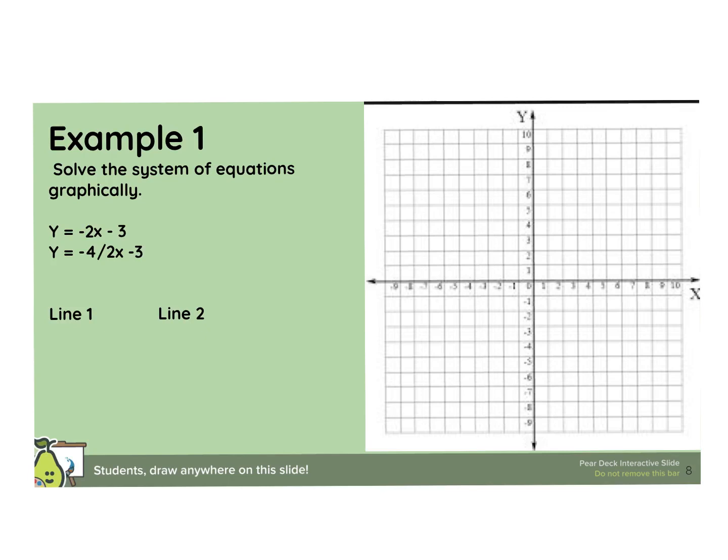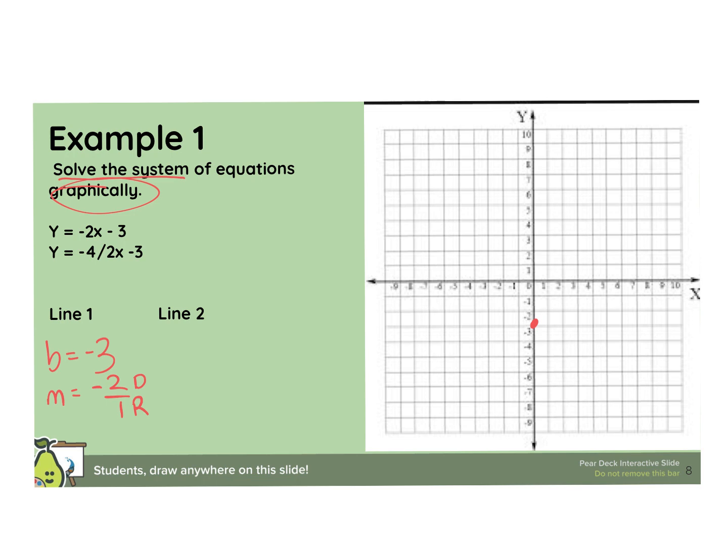So let's work through an example together. We're going to solve this by graphing. So from the first line, our y-intercept is -3. Let's put that on the graph. Our slope, we're going to write it as a fraction, is -2/1. So I'm going down 2 and to the right 1.